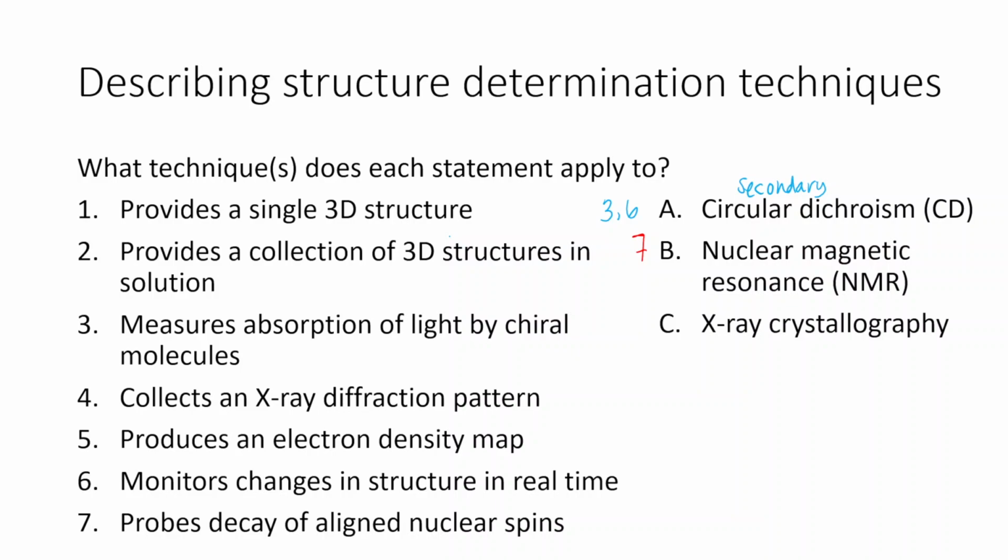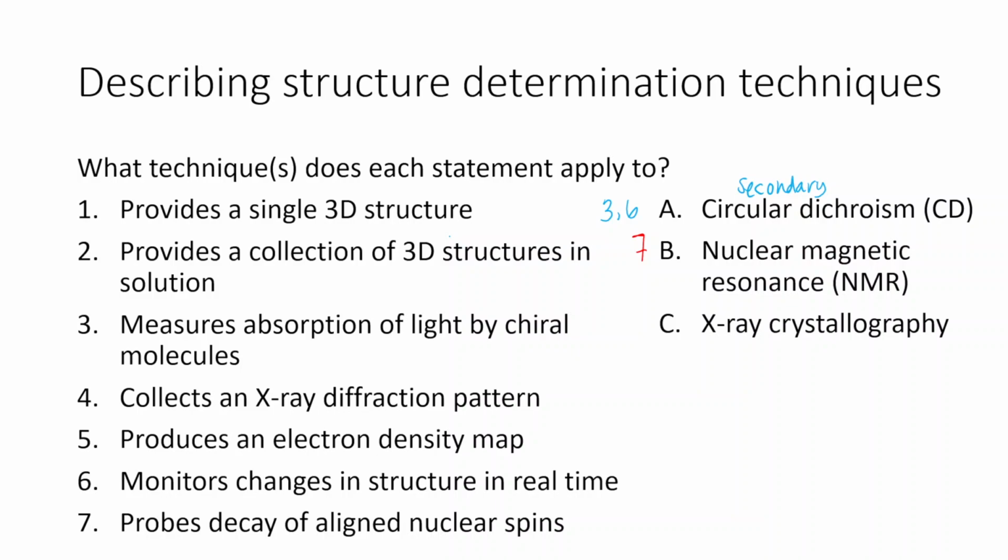What else can NMR tell us? Yeah, 5. It actually does not produce an electron density map. That is tricky, though. NMR tells us more about protons. It doesn't tell us a lot about electrons.